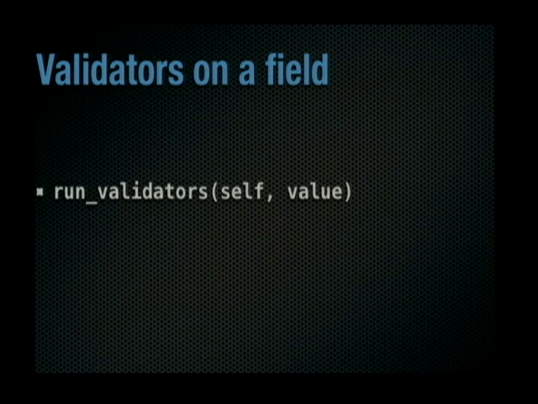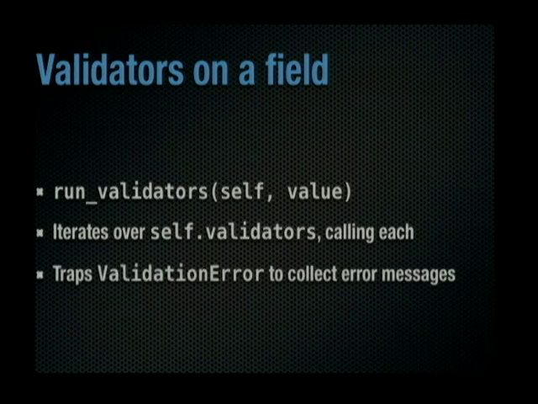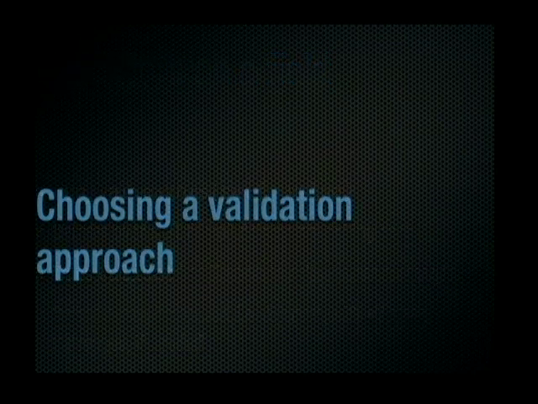A field has a method called runValidators. Basically it iterates over an attribute called self.validators, which is a list of all the validators it has, calls each one, traps the validation errors, collects all of the error messages, and then raises a new validation error with a single list of all the error messages that came out of all of the validators on that field.